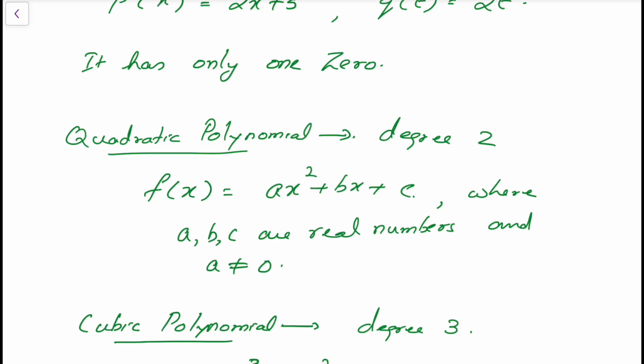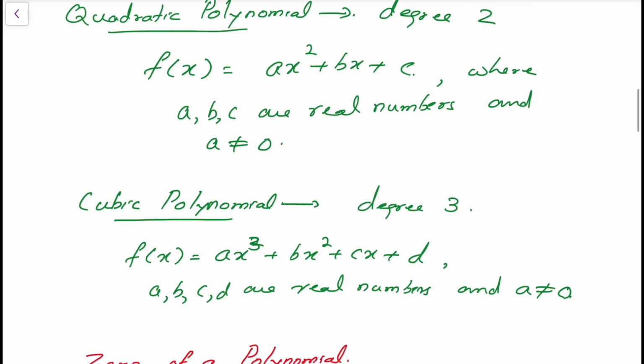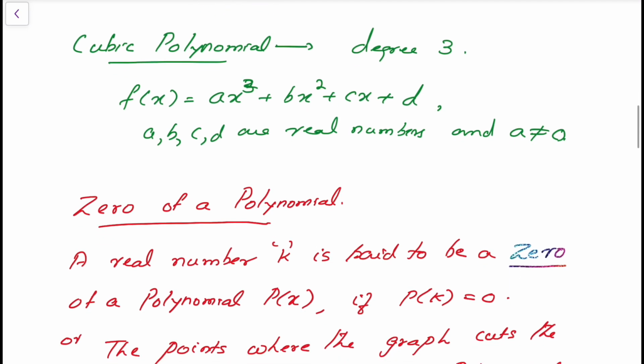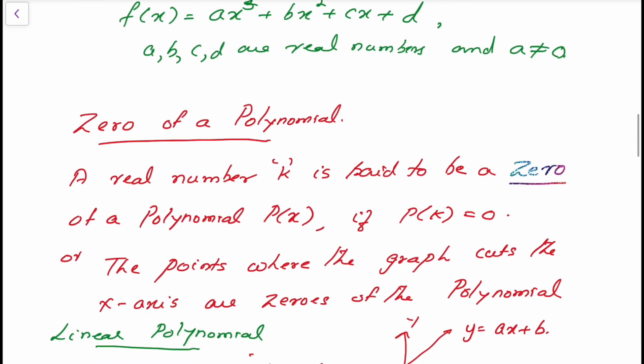Now in a quadratic polynomial, the general format is f(x) equals ax squared plus bx plus c, where a, b, c are any real numbers and a not equal to 0. If a is 0, then it becomes bx plus c, then it will be a linear polynomial. That's why a not equal to 0. This is a degree 2. Coming to cubic polynomial, it will be ax cube plus bx squared plus cx plus d. Again, a, b, c, d are real numbers and a not equal to 0.